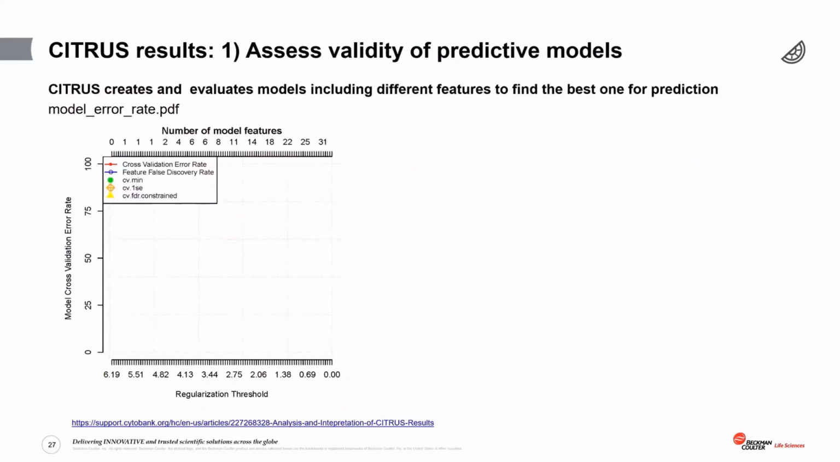When you download the results for a predictive model, PAM or Lasso, the first thing you need to do is to look at the model error rate plot to assess the validity of your model. As we talked about, Citrus uses regularization and cross-validation to evaluate models with different features to find the best model for predicting group outcome. We'll look at this model error rate plot to see the error rate of each model.